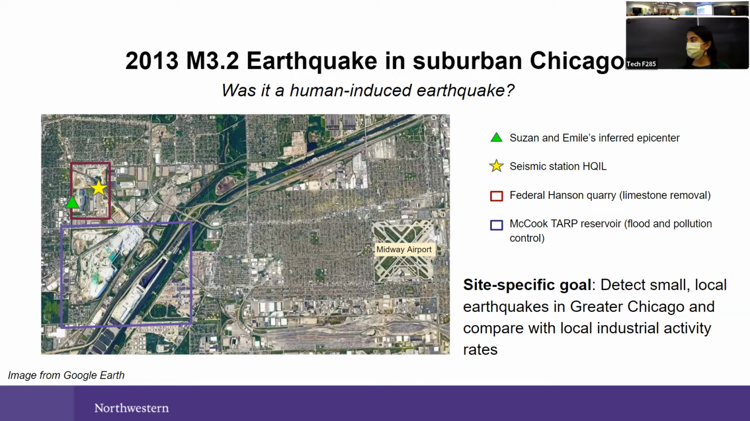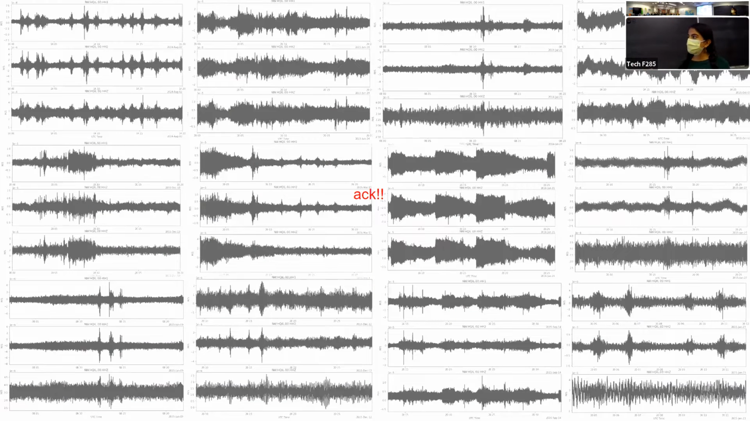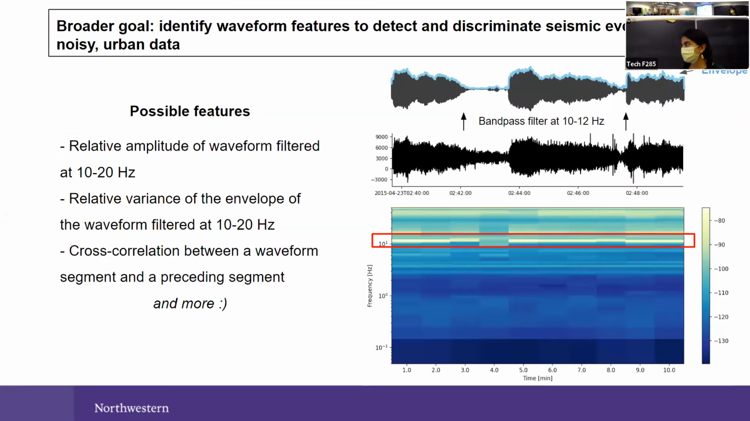But the problem is that my data is super noisy, and my noise can either hide my local earthquakes or closely resemble them. So my broader goal is to identify waveform features that can help me better detect and discriminate events in really noisy data.